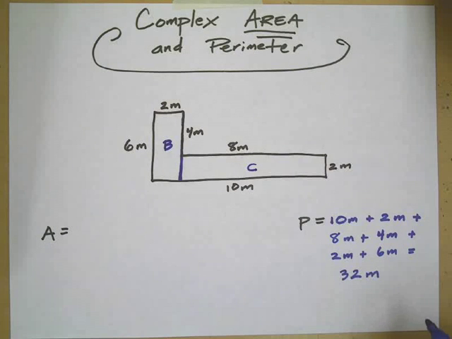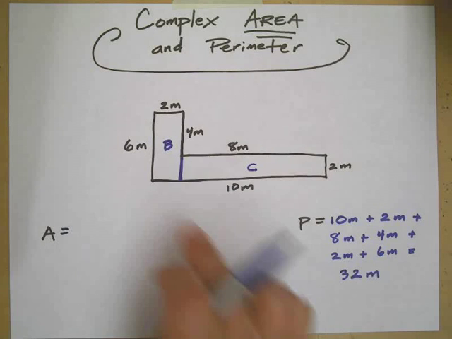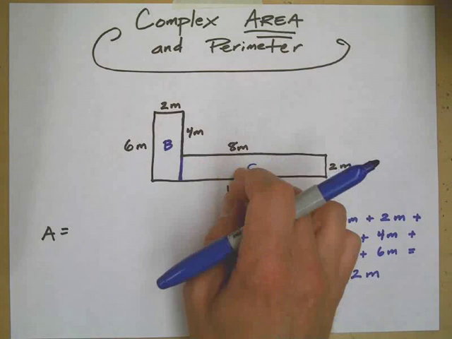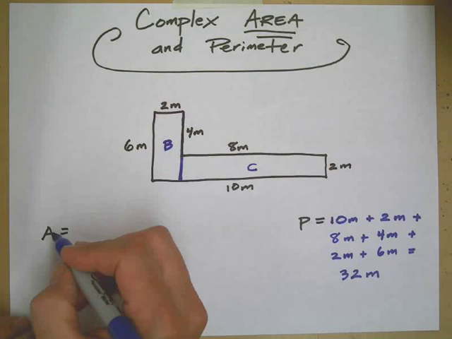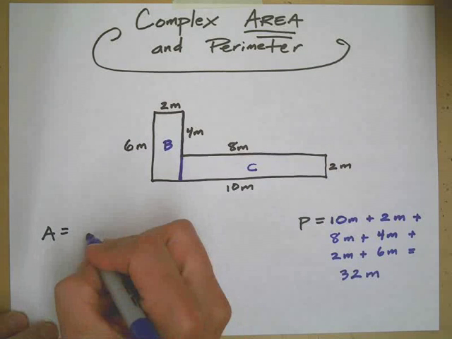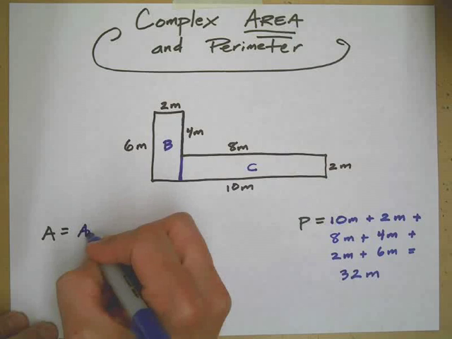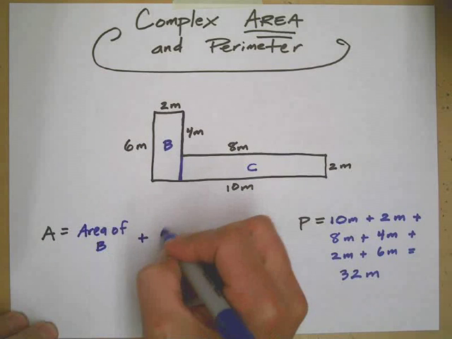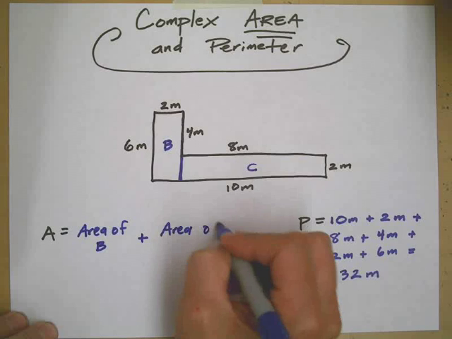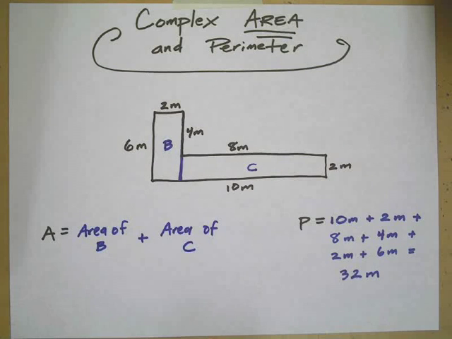If I can find the area of each of those individual rectangles and then add the two areas together, I should have the area of the entire shape. So we're going to say the area is equal to the area of B plus the area of C. I think we're actually pretty prepared to do that.